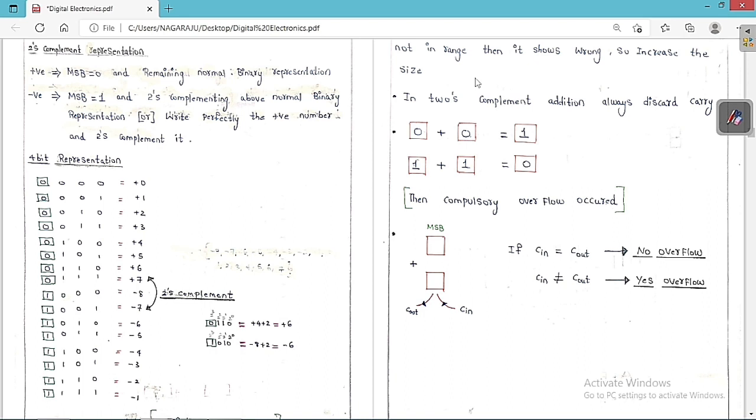Suppose you take any 2 bits in the range and add them. If the result is also in the range, then the result you get is correct. But if it is outside the range, then you have to increase the range, because the result you get is wrong. So therefore you have to increase the size. If you take 2 bits in the range and add, and the result is in the range, then it is correct. If it is not in the range, then it is wrong. So it is better to increase the size.